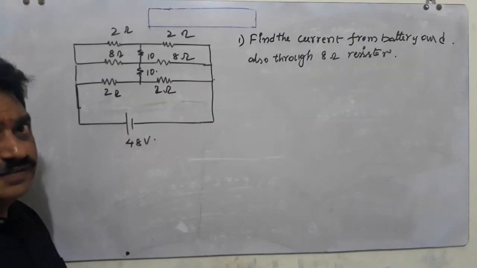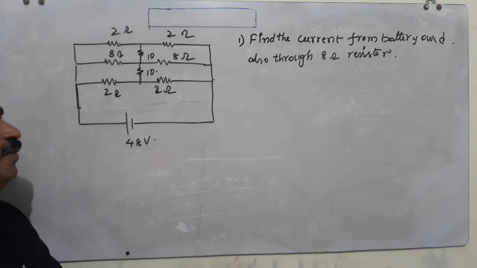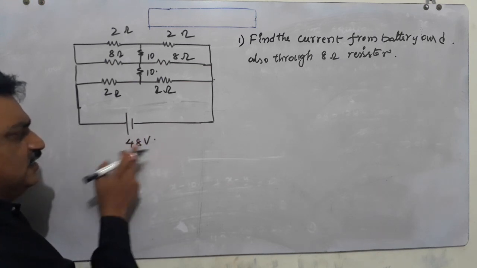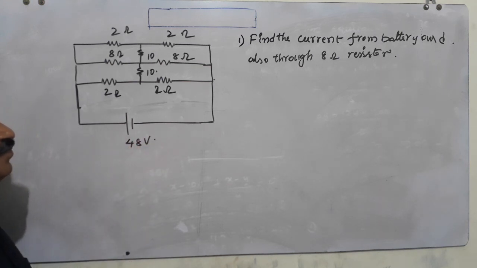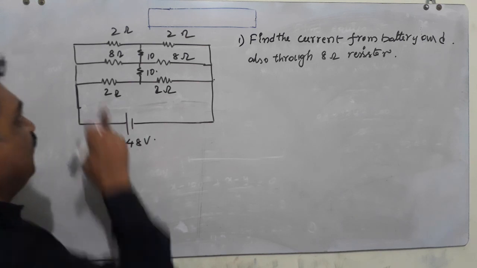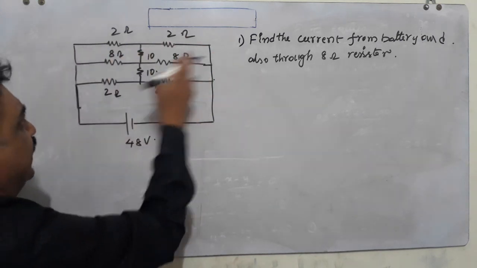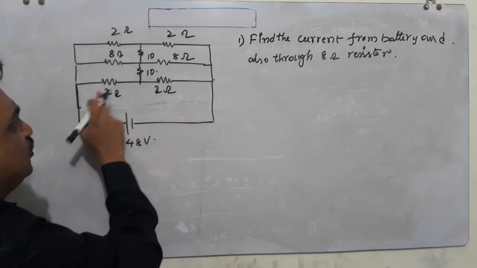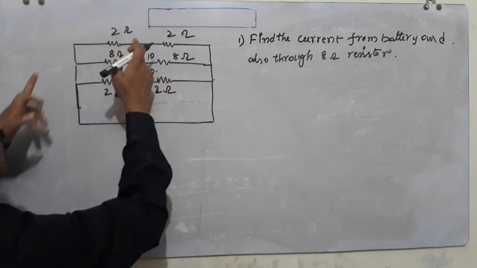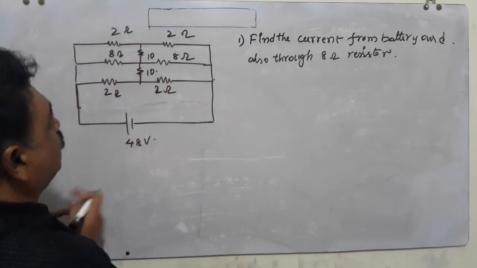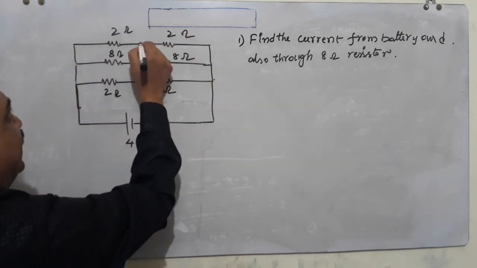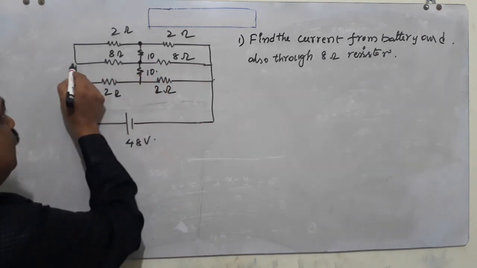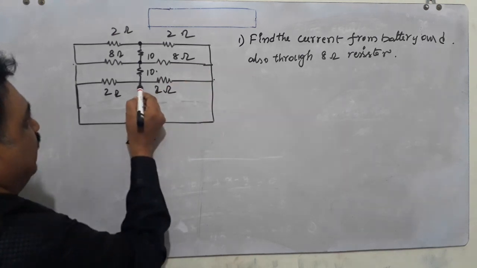Dear students, see here in this problem, there are different resistors connected across a 48 volt battery. If you observe carefully, each and every part is connected with identical resistors. See, this part 2 ohm, this part 2 ohm. That means this point is obeying center of symmetry. This one is also center of symmetry.